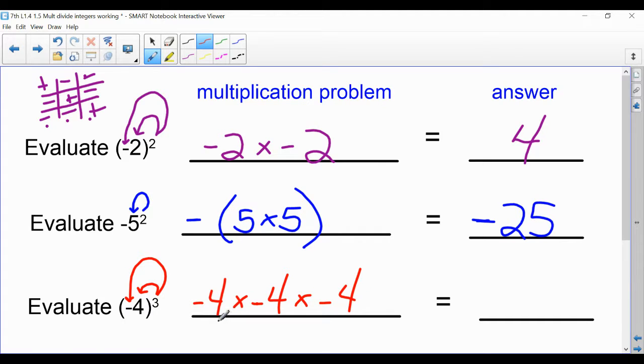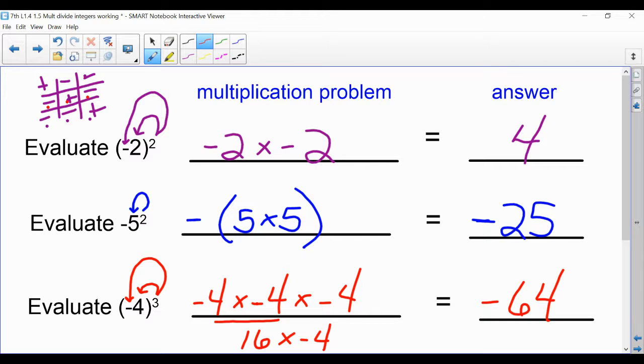So if we break this down, -4 times -4, 4 times 4 is 16. Negative times negative is positive. So now we're doing 16 times -4. 16 times 4 is 64. And a negative times a positive gives us negative. So our answer for this one is -64.